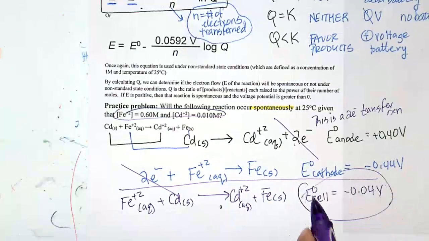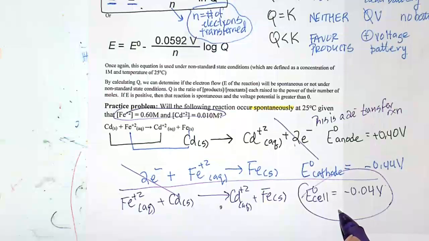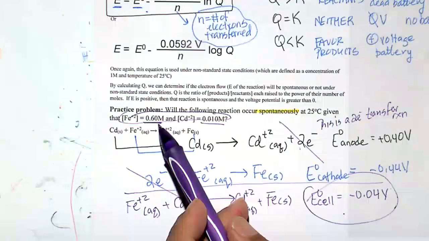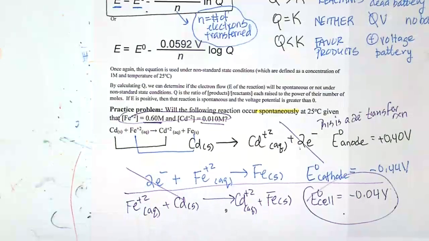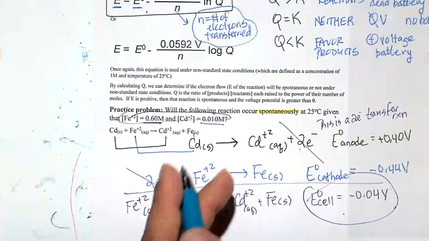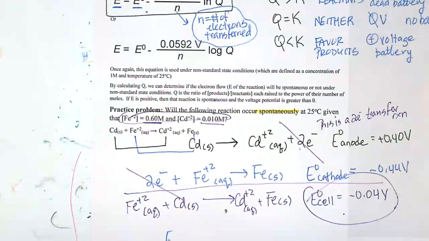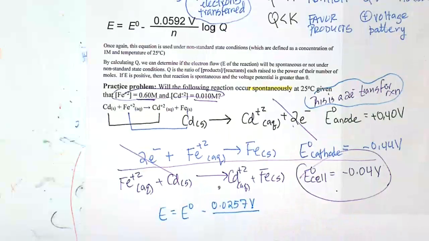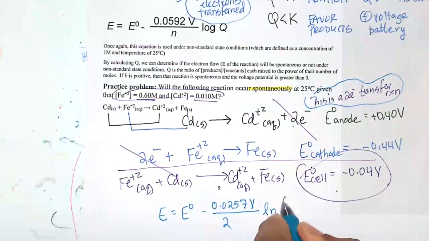All right, so we got this, but this is not the answer because that's under standard state conditions. We want it under these conditions, 0.60 and 0.010. And Q, first of all, let's use this equation here. E is equal to E standard state minus 0.0257 volts over N. What is N? This is a 2 electron transfer reaction. Natural log of Q.